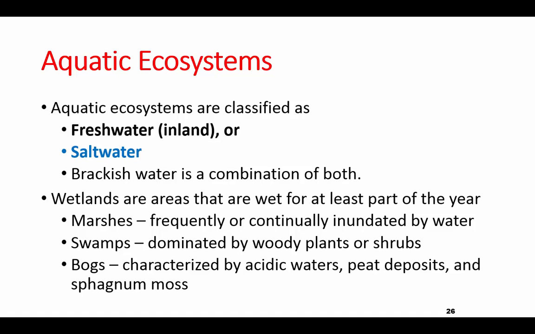Wetlands are areas that are wet for part of the year. Marshes pretty much stay wet most of the time. They can be just really inundated with a lot of water. Swamps have a lot of woody plants and shrubs, and swamps can drain and have less water or more water. And then bogs, this is where you're going to have your peat deposits and that sphagnum moss that retains water so well. And the water here is going to be very acidic.